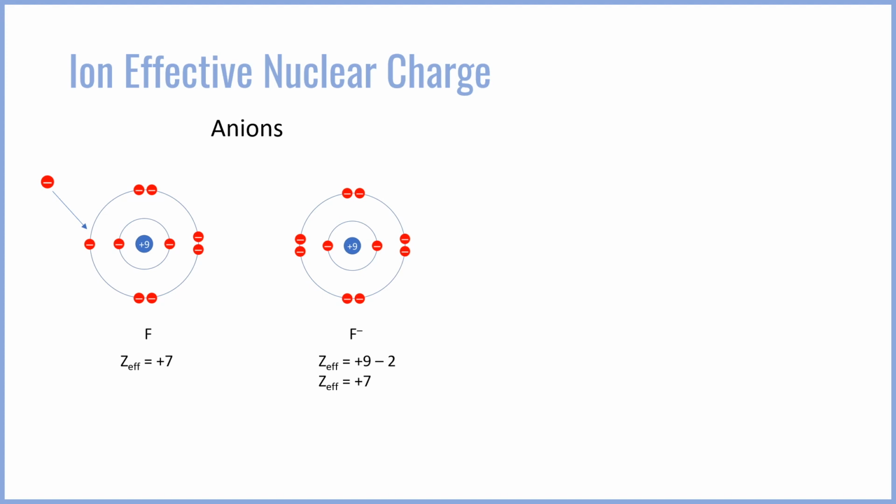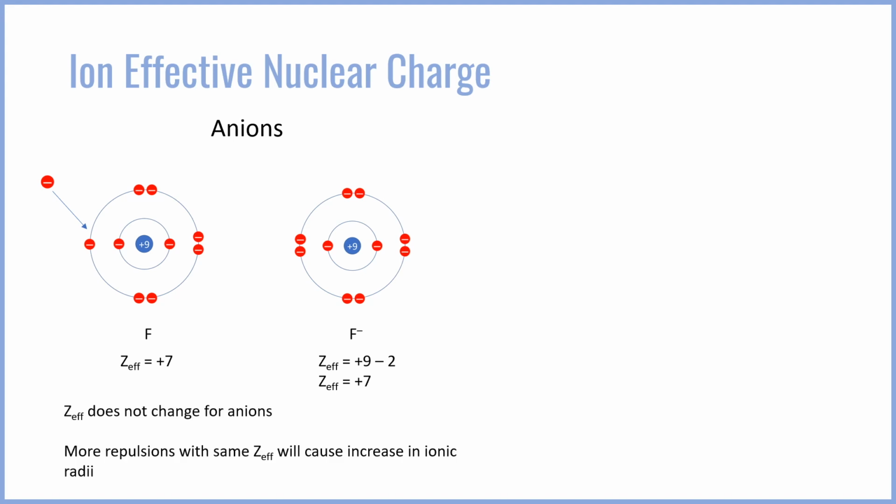So, anions are always going to have the same effective nuclear charge as the neutral atom, right? Z effective does not change for anions. However, because there is now more electrons present, there's going to be more repulsions. And so with the same Z effective, the ionic radius is going to increase compared to the atomic radius. More repulsions with the same amount of attraction.